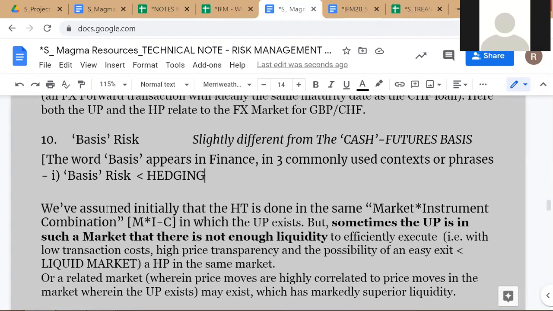That's why I'm very particular about the use of words. If there is a related context, I will bring it up and talk about it so that you know all the possible contexts in which that term is used. So the word basis will appear in three common contexts. One is basis risk, which appears in the context of hedging.